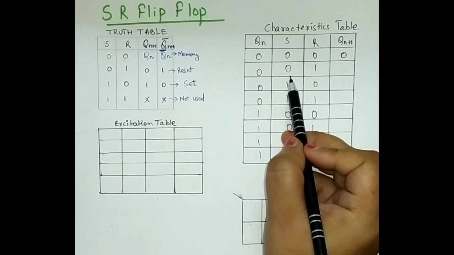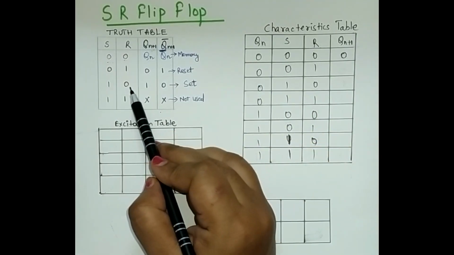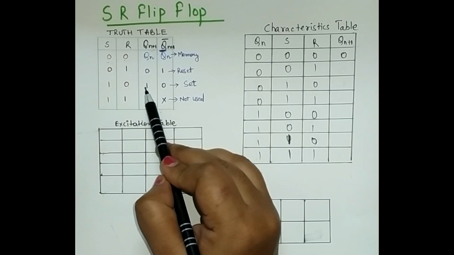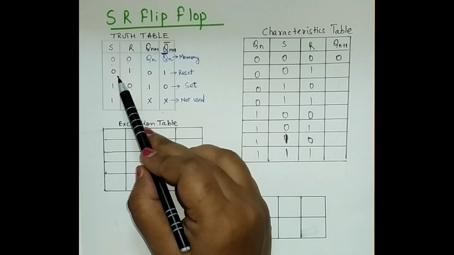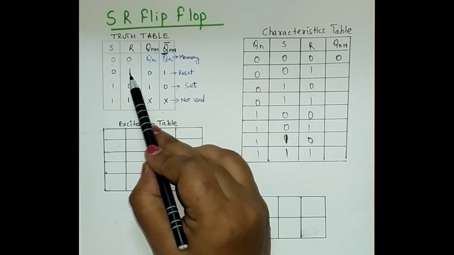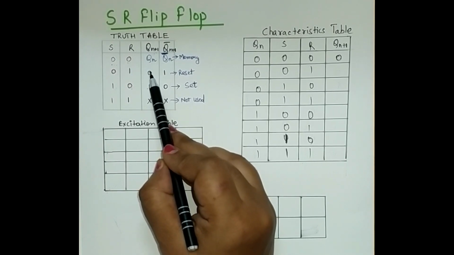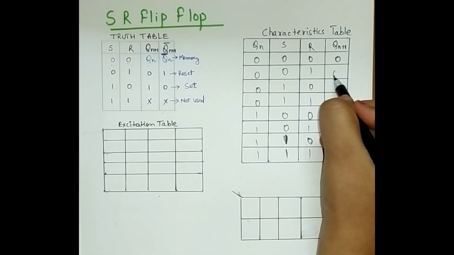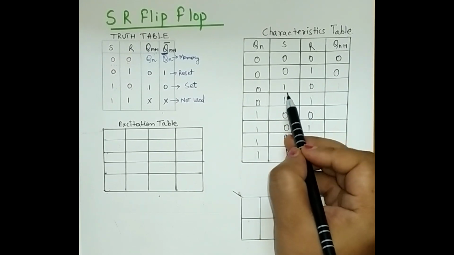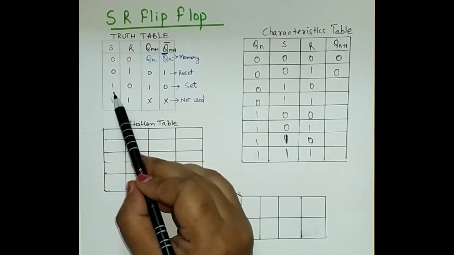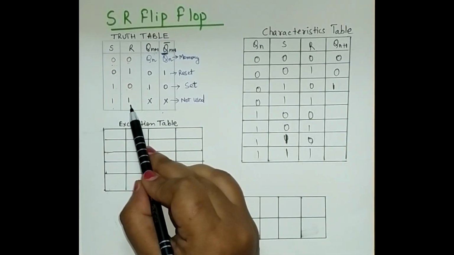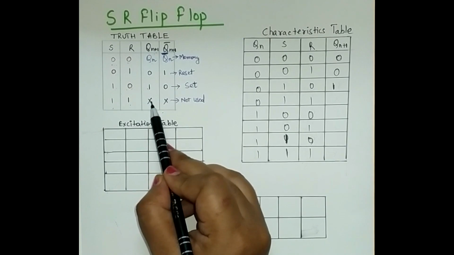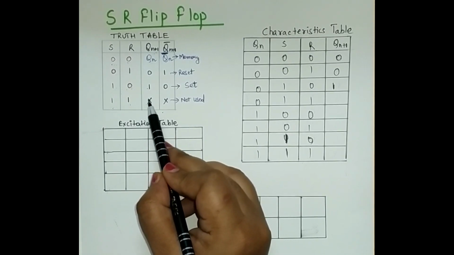Now when my input is 0 1, what is the value of Qn plus 1? It is 0, so I will put a 0 here. Similarly, when the value of S and R is 1 0, my output is 1, so I will write 1 here. When it is 1 1, we will not consider it.